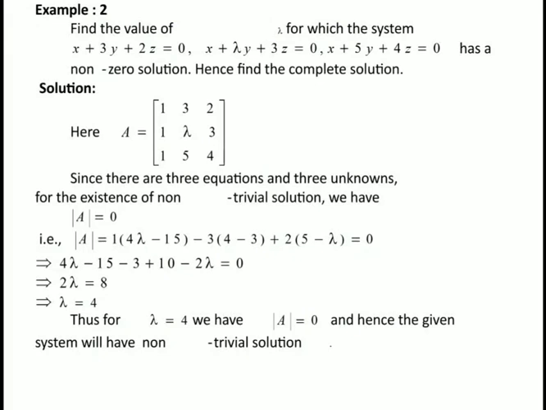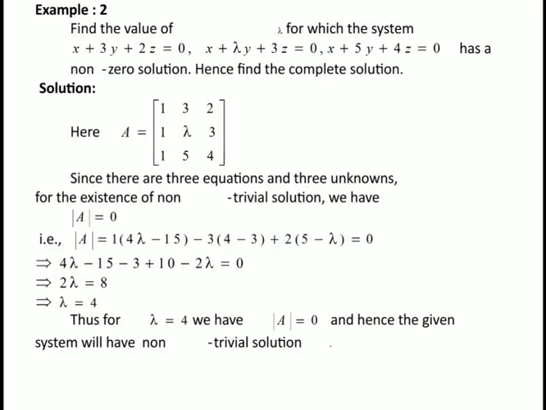Let us expand this. 1 into (4 lambda minus 15), minus 3 into (4 minus 3), plus 2 into (5 minus lambda). After simplification, we get lambda equals 4. Thus, for lambda equals 4, determinant of A equals 0, and hence the given system will have a non-zero solution. To find the solution, you have to put the value of lambda in this matrix A, and next find the rank of the matrix A. According to that, we can find the solution.